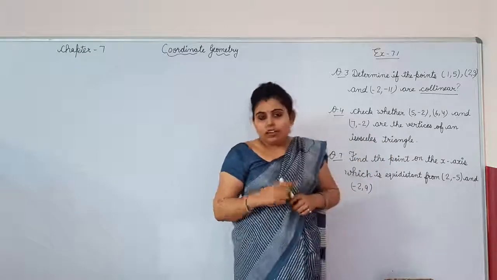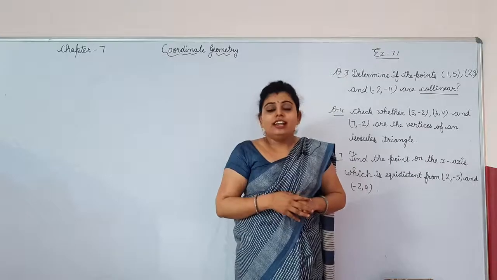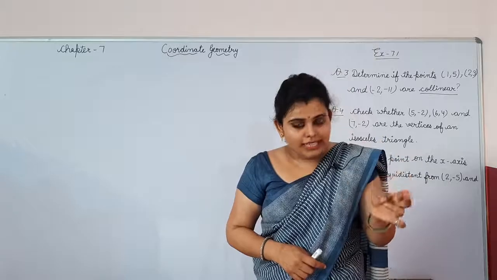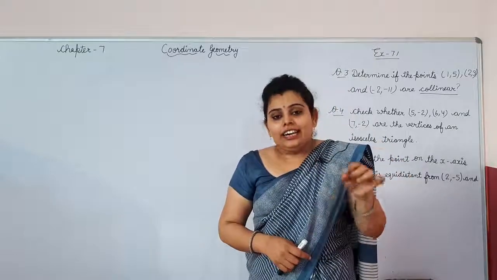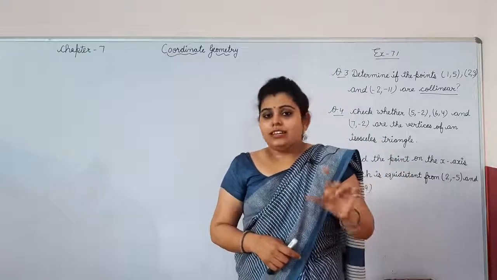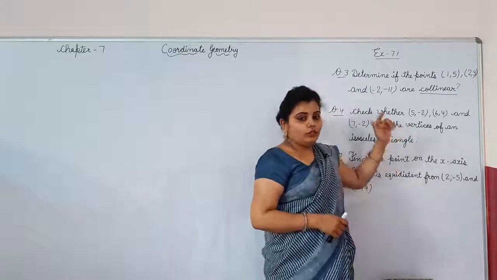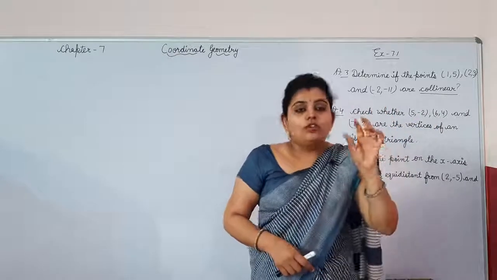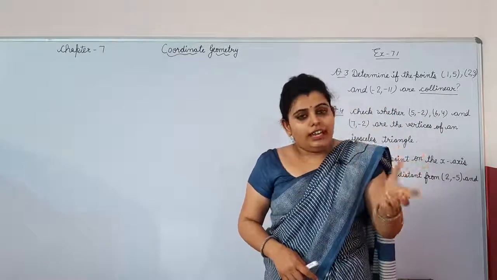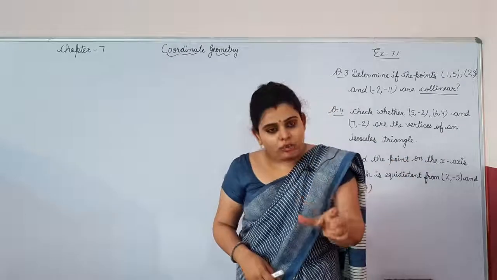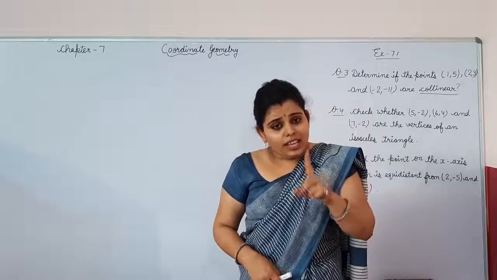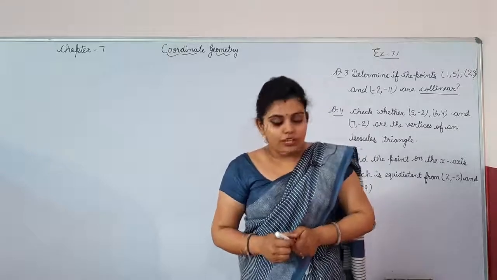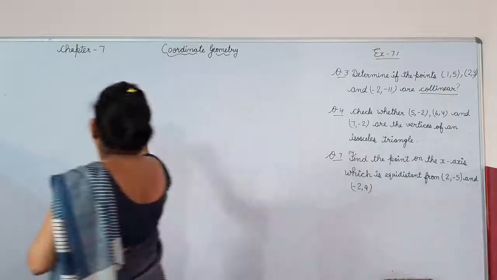How we can conclude that it is an isosceles triangle? If 2 sides of a triangle are equal, any 2 sides, then we can say that it is an isosceles triangle. So for this, what we will do, we will find distance of these 3 points, or we will find sides of the triangle. If measurement of any 2 sides of a triangle is equal, then we can say that it is an isosceles triangle. So let's see question number 4.